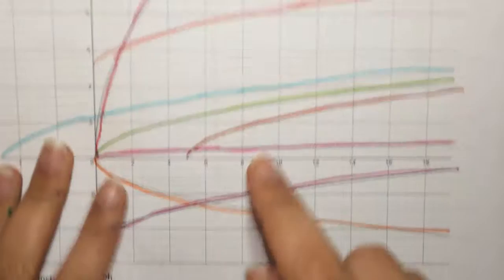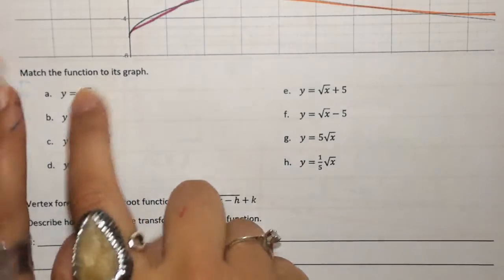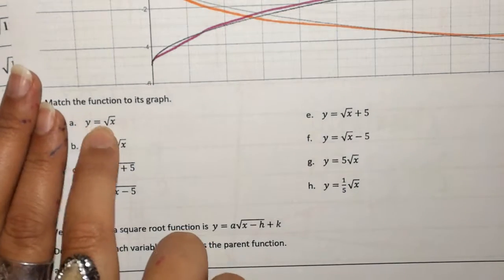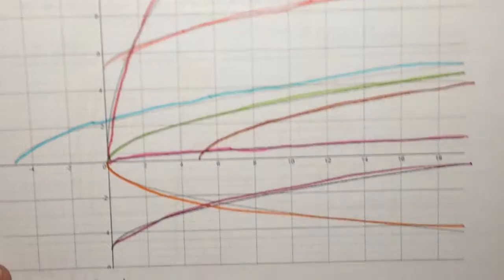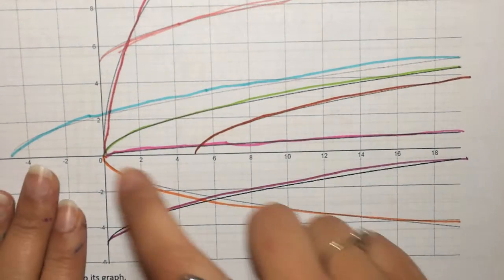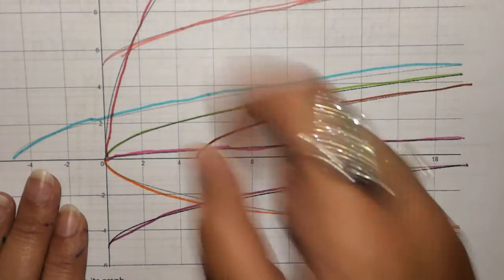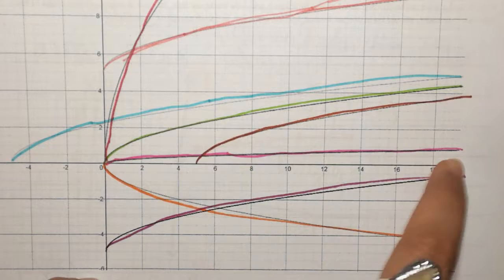All right guys, so what we're going to do is match up the functions down here to the graphs up here. Now the first function is our parent function, y equals the square root of x. So on mine, which one do you think that is? Do you think it's this big red one? What about this skinny one?